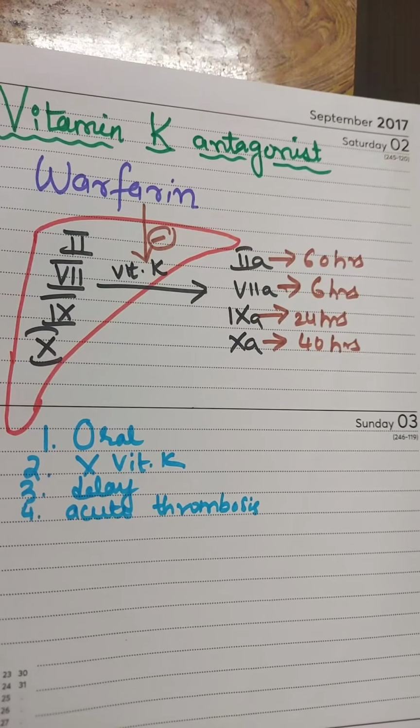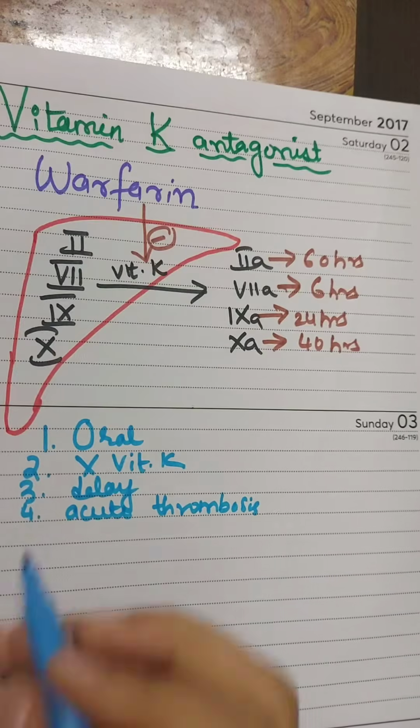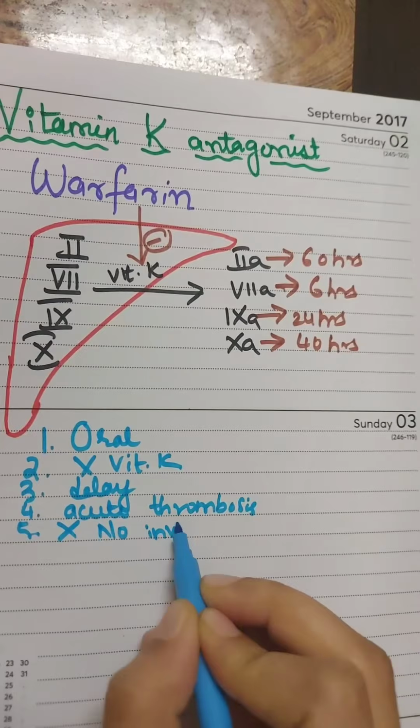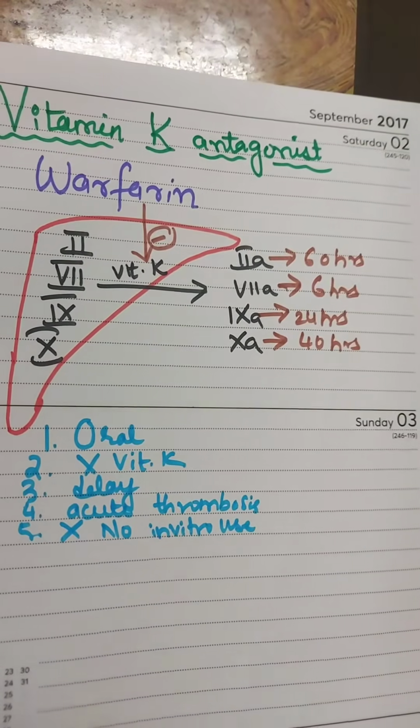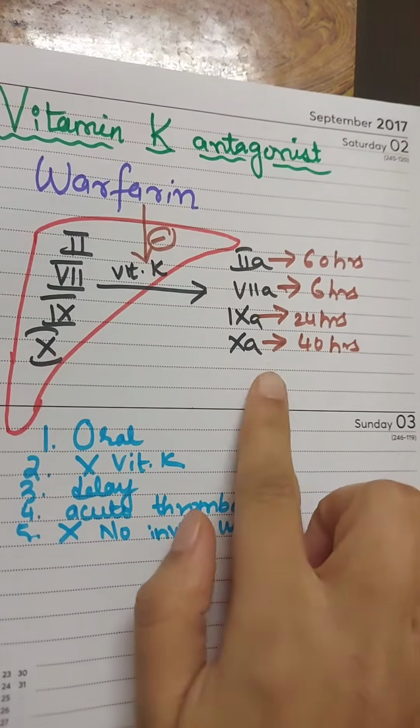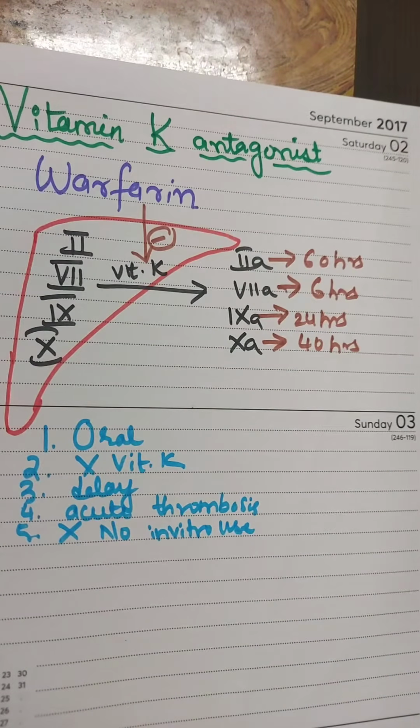Now the thing with warfarin is, can we use this warfarin in vitro? The answer is no. We cannot use warfarin in vitro. The reason behind that is warfarin cannot affect the already activated factors, and there will be a delay in the production of action of warfarin. So we cannot use warfarin in vitro. Warfarin can be used as anticoagulant only in vivo and not in vitro.